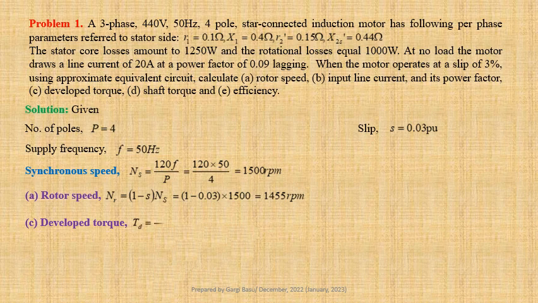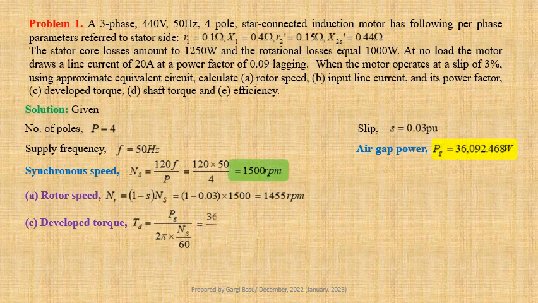Expression for developed torque. Td equals to Pg divided by 2 pi into Ns by 60. We have obtained air gap power Pg equals to 36,092.468 watt. Therefore, Td equals to 36,092.468 divided by 2 pi into 1500 by 60, which is approximately equal to 230 Newton meter.